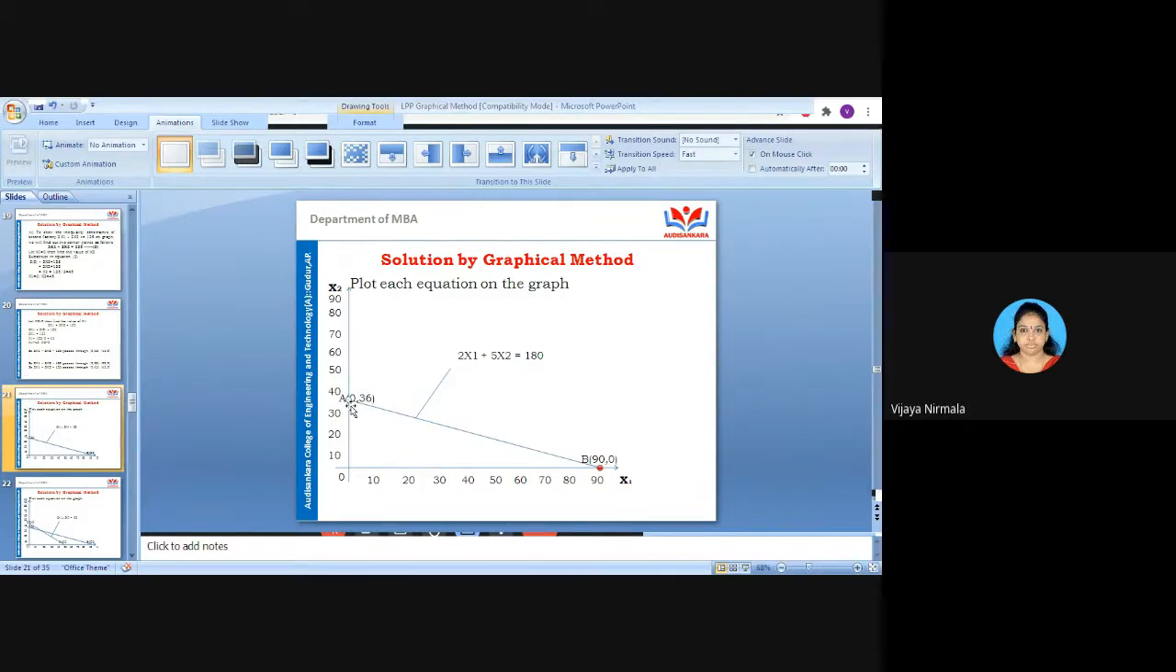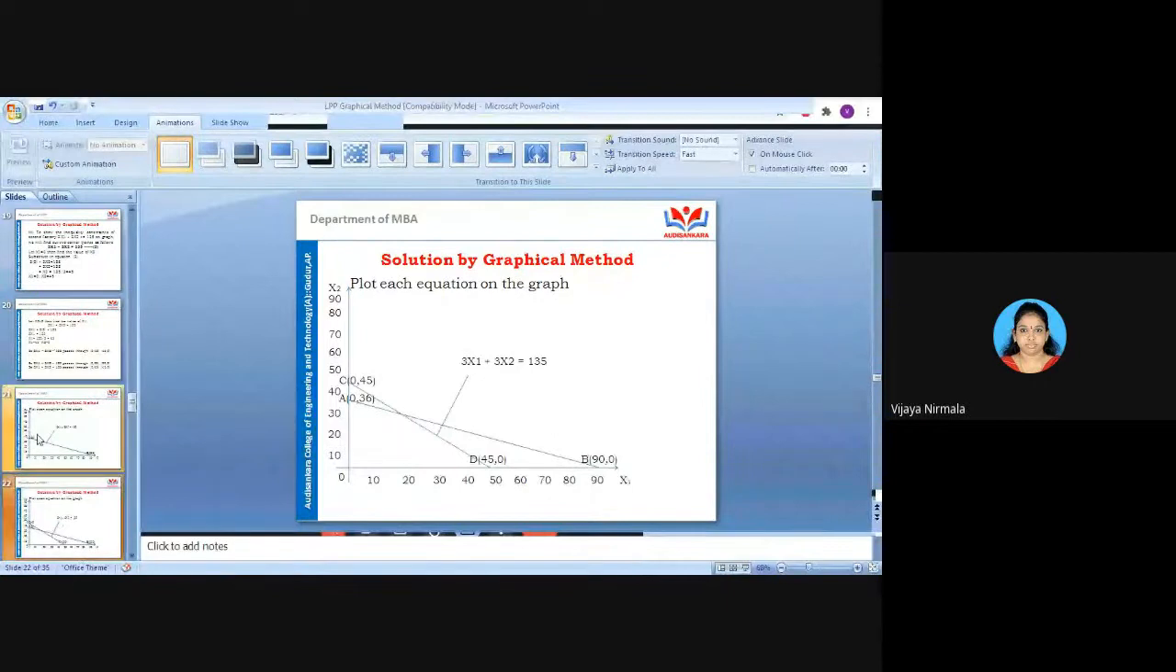So this line is related to which equation? This is like an arrow mark. Only this one line is there. So this line is related to which equation? 2x1 plus 5x2 is equal to 180, right?